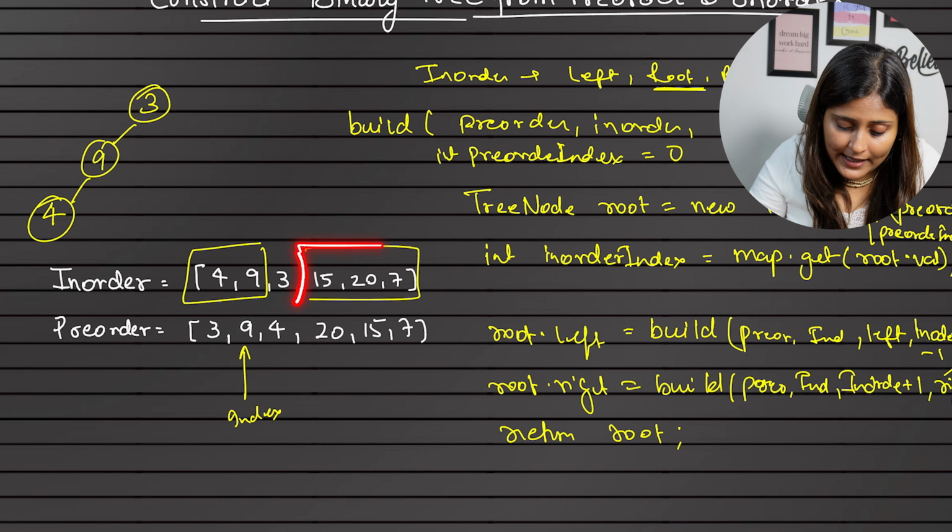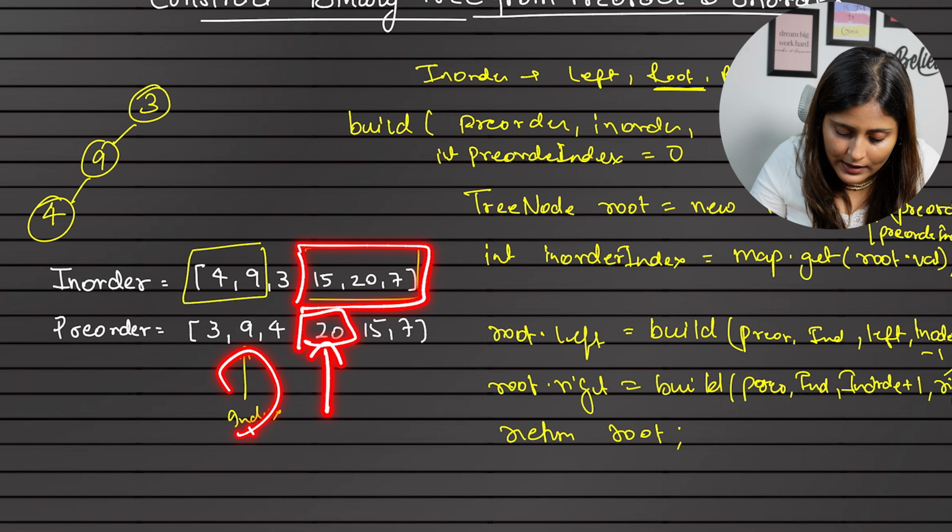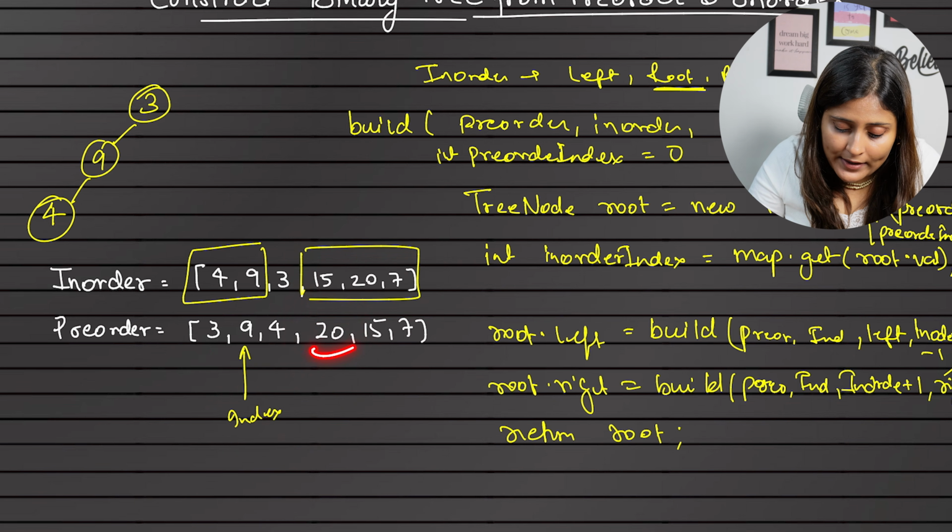Now we'll go towards the right side. For the right side, 20 is that node, because by that time the in-order index would have moved to 20. Now 20 is the root.